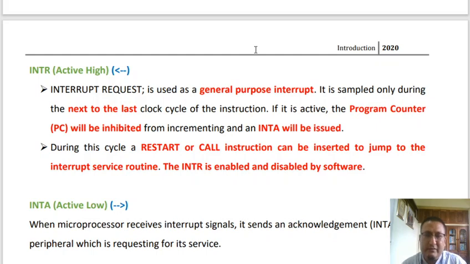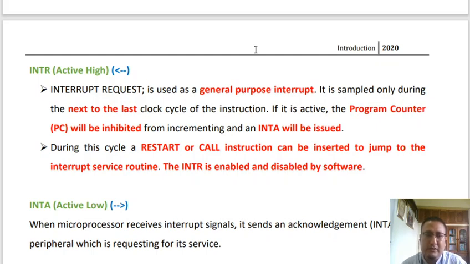If it is active, then the program counter will be inhibited from incrementing, because now we need to stop the current execution and transfer the control to the subroutine. After the incrementation of the program counter is inhibited, INTA, interrupt acknowledgement, will be issued.